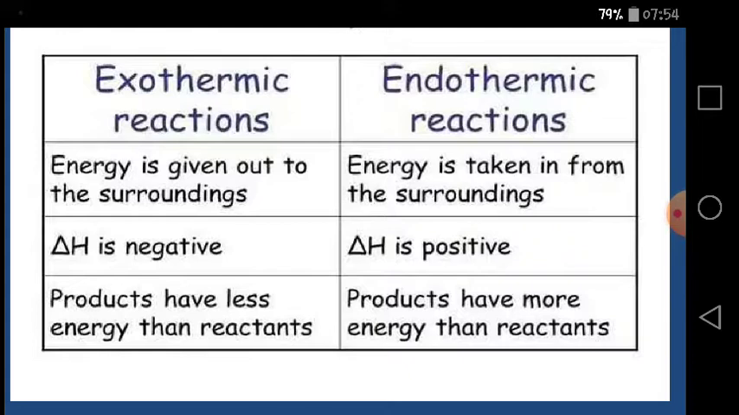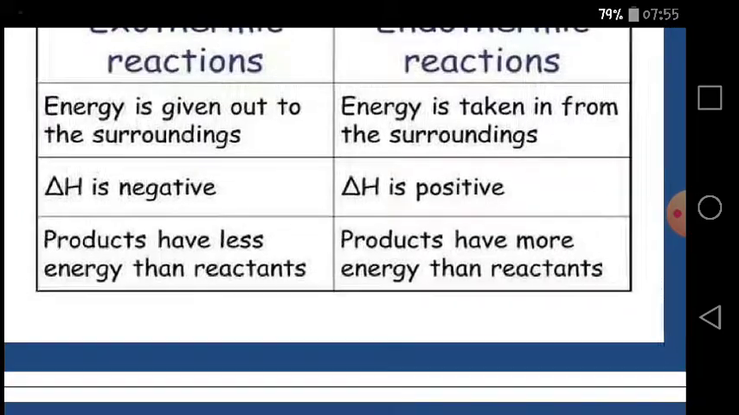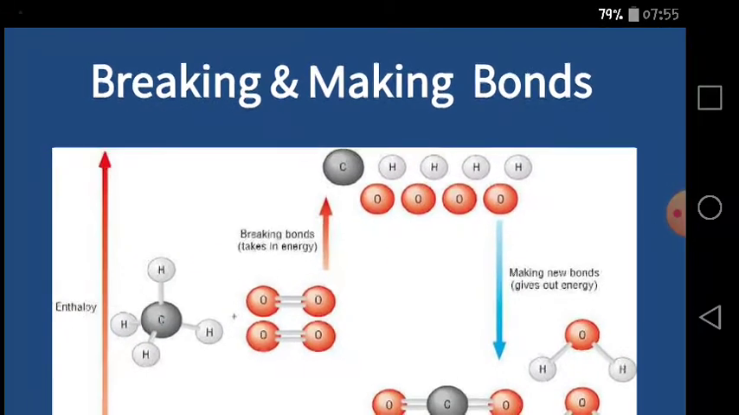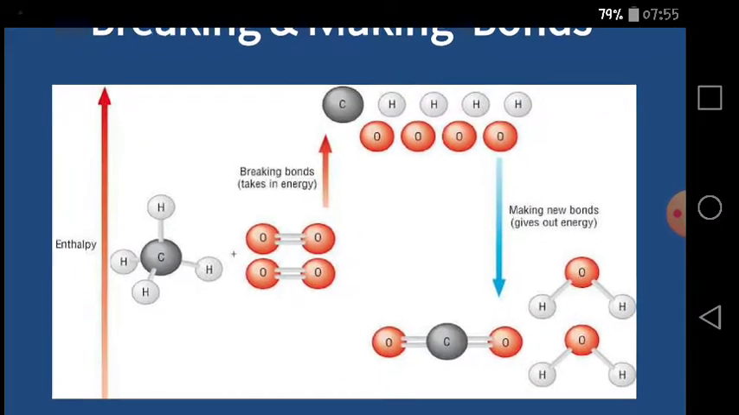You can see here a comparison between these two kinds of reactions. In exothermic reactions, energy is given out to the surroundings, while in endothermic reactions, energy is taken in from the surroundings. In exothermic reactions, delta H is negative, while in endothermic reactions, delta H is positive. In exothermic reactions, products have less energy than the reactants, while in endothermic reactions, products have more energy than the reactants. Dear students of LPS, to understand this enthalpy change, we have to understand the making and breaking of bonds.